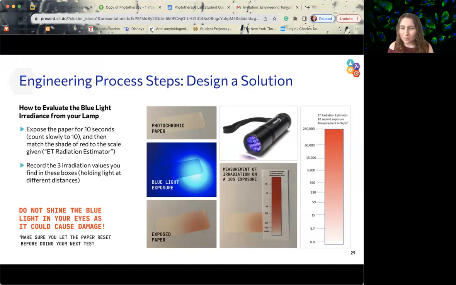And a really big important point is don't shine the blue light in your eyes as it can cause damage. It's very important in science at all times to be safe and not actually hurt yourselves. It's very important in all aspects. Like when I work in lab, I always have to wear safety gear. So just be very cautious when you are utilizing the light, okay?